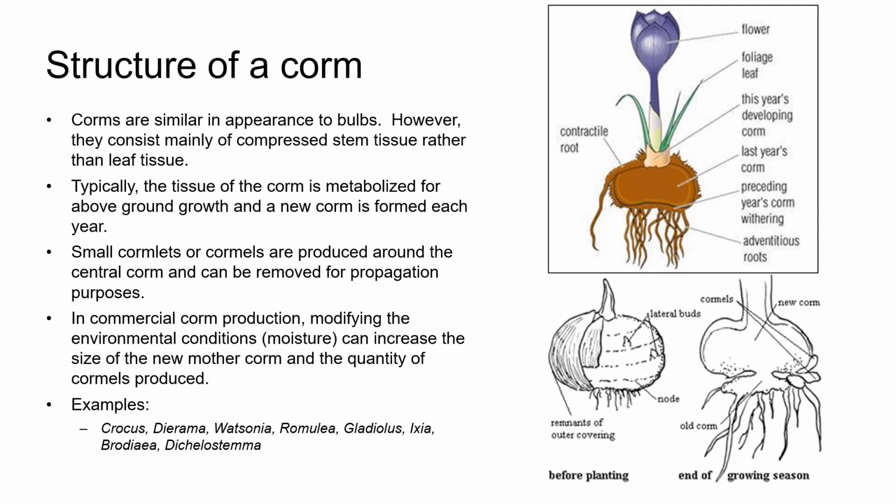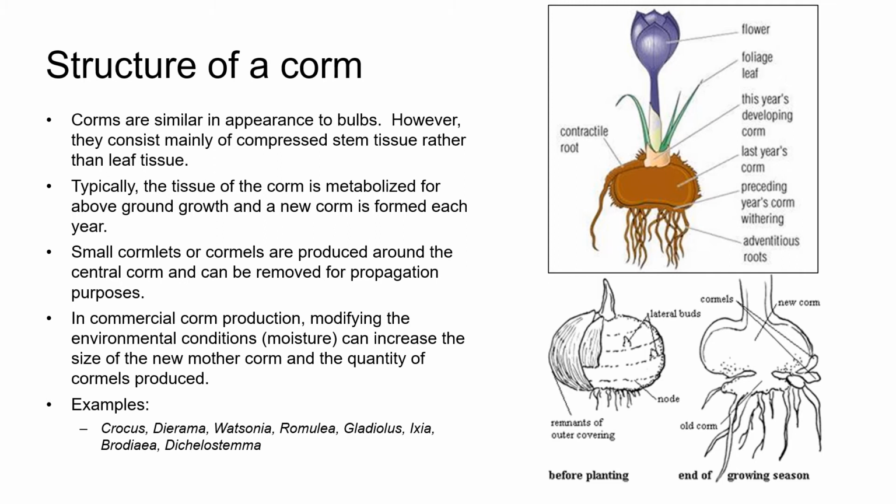Unlike a bulb, the stem tissue that makes up a corm is metabolized by the plant to provide the energy for above-ground growth, and a new mother corm is formed each year above the old corm. In addition, small cormlets or cormels are produced around the central corm and can be separated for propagation purposes.